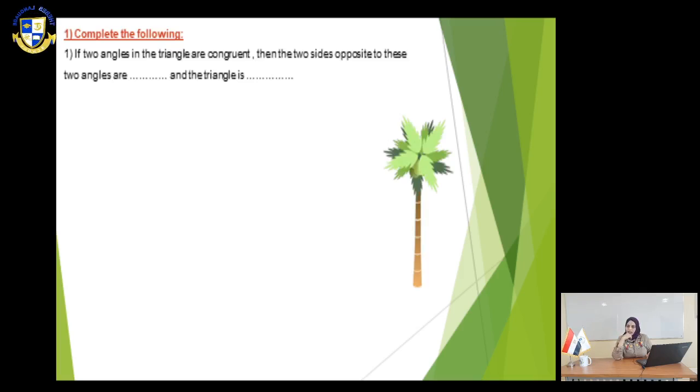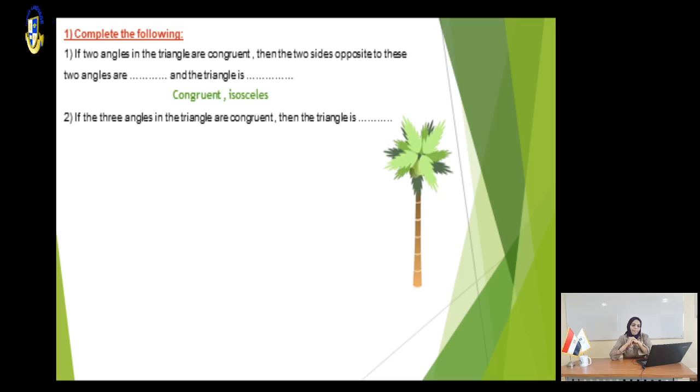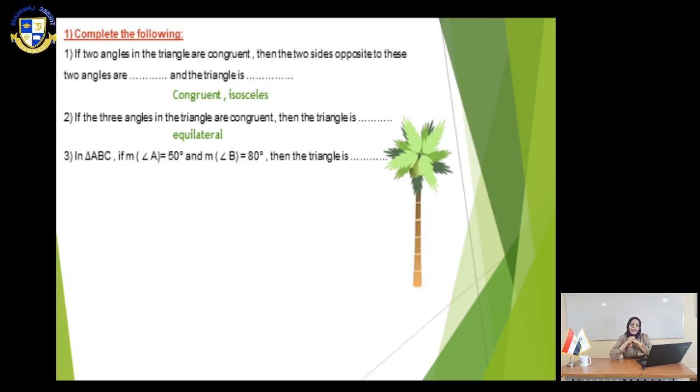We have here an exercise. Complete the following. Number 1. If two angles in a triangle are congruent, then the two sides opposite to these two angles are also congruent, and the triangle is an isosceles triangle. Number 2. If the three angles in a triangle are congruent, then the triangle is equilateral. Number 3. In triangle ABC, if the measure of angle A equals 50 and the measure of angle B equals 80, then the triangle is what?